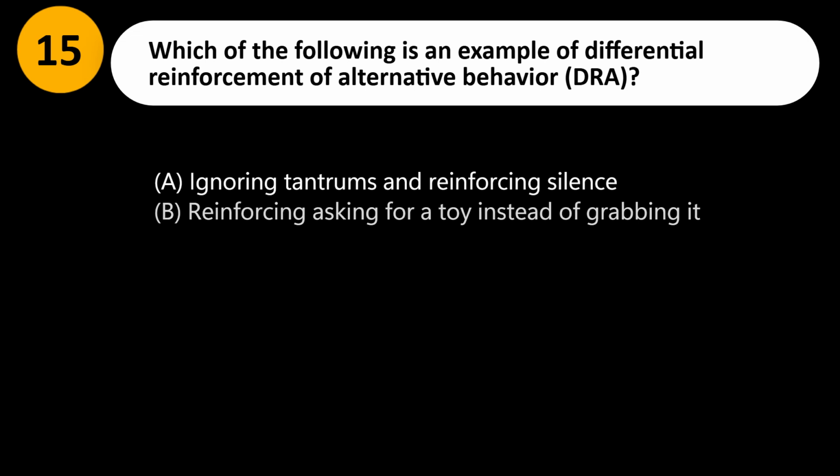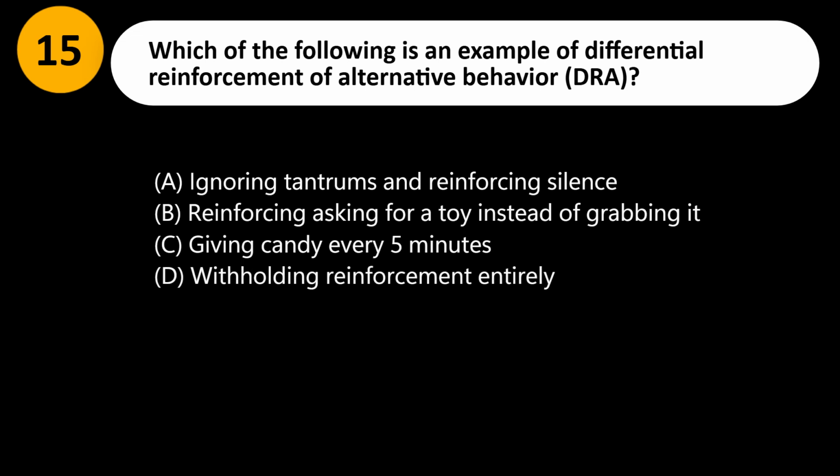Which of the following is an example of differential reinforcement of alternative behavior, DRA? A. Ignoring tantrums and reinforcing silence. B. Reinforcing asking for a toy instead of grabbing it. C. Giving candy every 5 minutes. D. Withholding reinforcement entirely. Answer: B.